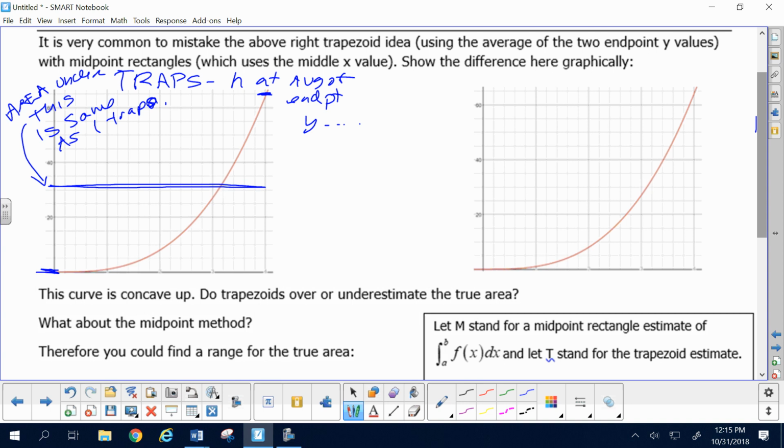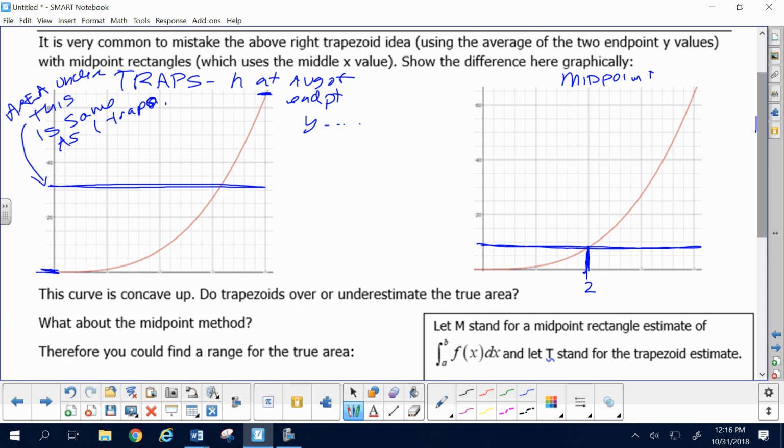I know it looks wacky. Obviously, it looks like a rectangle, but if I were to do the area of that trapezoid, it would have the same area as that rectangle. Understood? All right. Now, if you did midpoint, you would find that midpoint x value, which is 2, go up to the curve and draw the height there. Obviously, then that is very different, okay? This is the midpoint estimate.